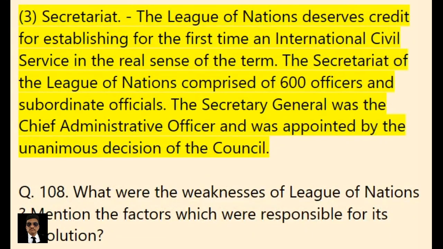3. Secretariat. The League of Nations deserves credit for establishing for the first time an international civil service in the real sense of the term. The Secretariat of the League of Nations comprised 600 officers and subordinate officials. The Secretary General was the Chief Administrative Officer and was appointed by the unanimous decision of the Council.